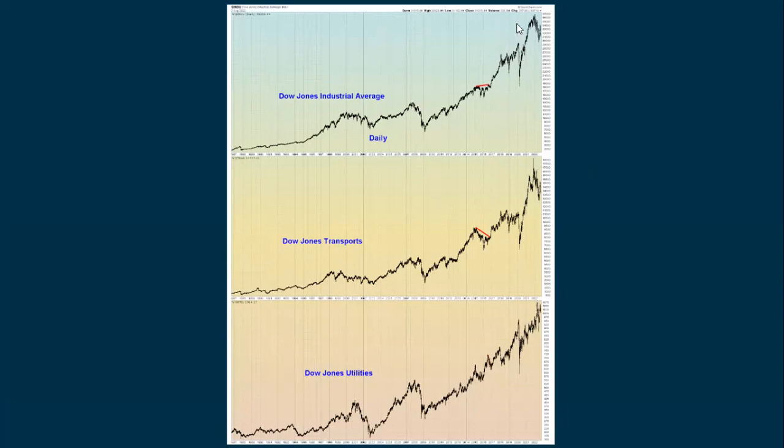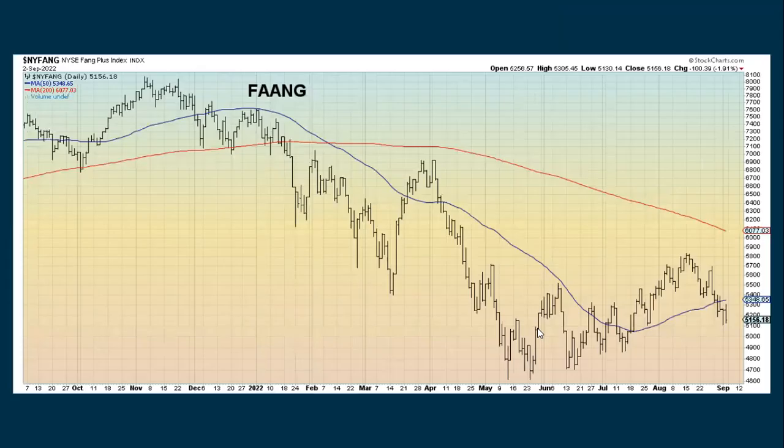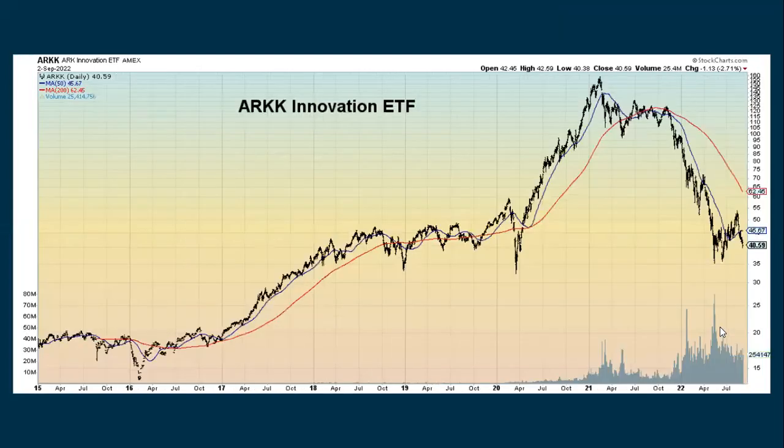Pure Dow theory just uses the Dow and the trannies, where I throw the utilities into the mix. And we can see over here, when you compare it to these other charts, how utilities, because they're more interest rate sensitive, have been holding up much better. The FANG stocks, the really big tech stocks, they're really starting to show some weakness again, as is ARK.